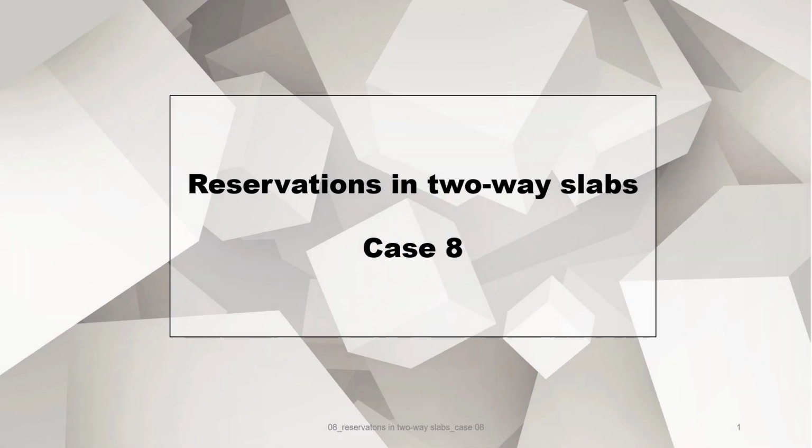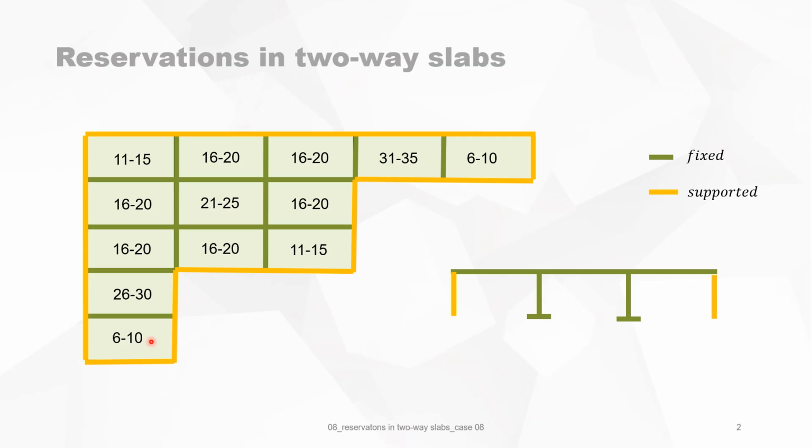Reservations in two-way slabs, case 8. We are in the situation where the slab is simply supported at three sides, and on one side it is fixed. The orange lines mean it is simply supported, and the green lines mean the slab is continuous or fixed in a beam or a wall. So we will look at cases 6 to 10, and in this video we'll look at case 8.